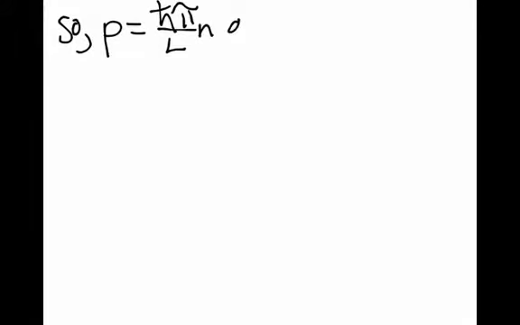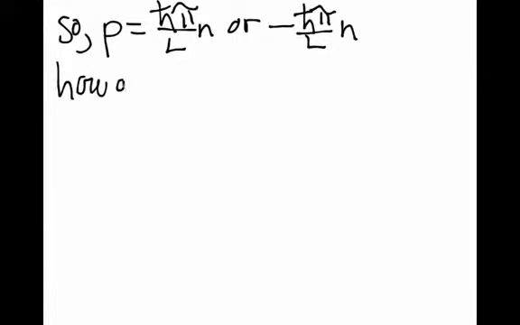So we're going to get one or the other of those values. The momentum is going to be h bar pi over L times n, or minus h bar pi over L times n, the positive or negative value, going left or going right. Really going right or going left if we look at our x-axis in a normal way. And we're going to get one or the other of those answers.